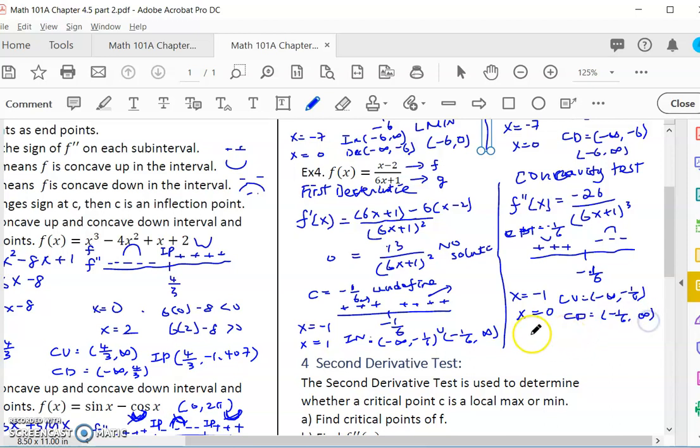What is the point of inflection? No point of inflection. Why? Because negative 1/6 is not defined. It's just a critical number. But when you plug into the original function, it's not defined. So although there is a change of concavity, it's not an inflection point.